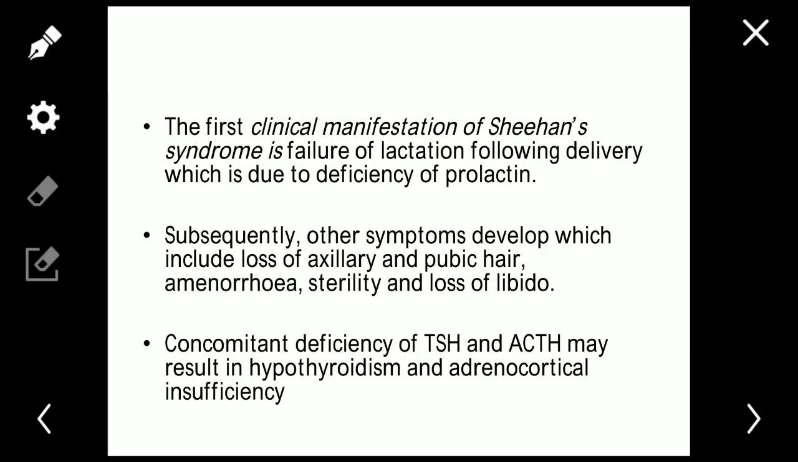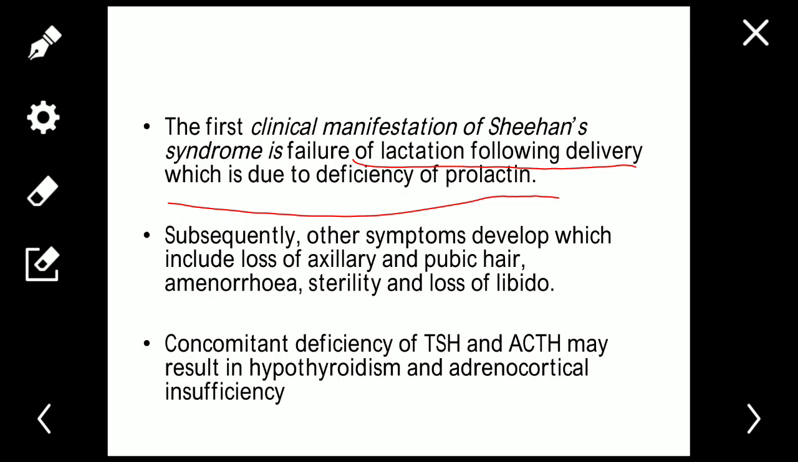The first clinical manifestation of Sheehan syndrome is failure of lactation following delivery, which is due to deficiency of prolactin. Because all the hormones in the pituitary are decreased, of course prolactin will not come. Prolactin is a very important hormone for the secretion of milk. So, no prolactin, no milk secretion.